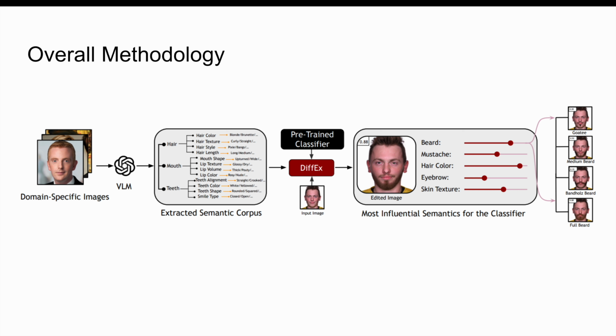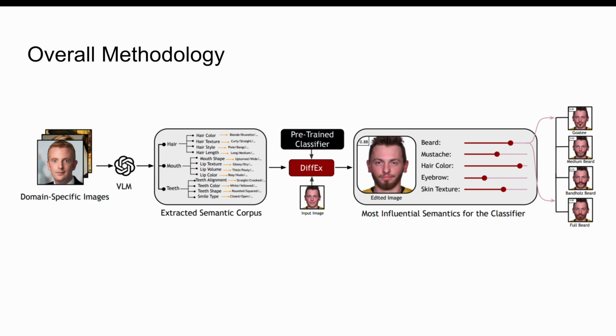Our methodology is as follows. First, we use a vision language model, specifically GPT-4, to automatically extract a large set of domain-specific attributes. Given a small set of images from a domain, like facial images, we prompt the VLM to generate a rich semantic corpus of hierarchical attributes.